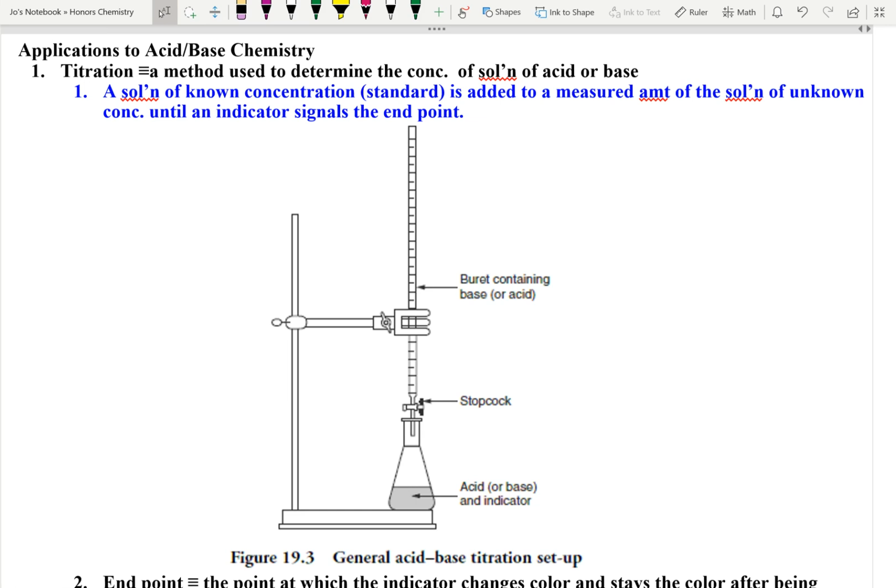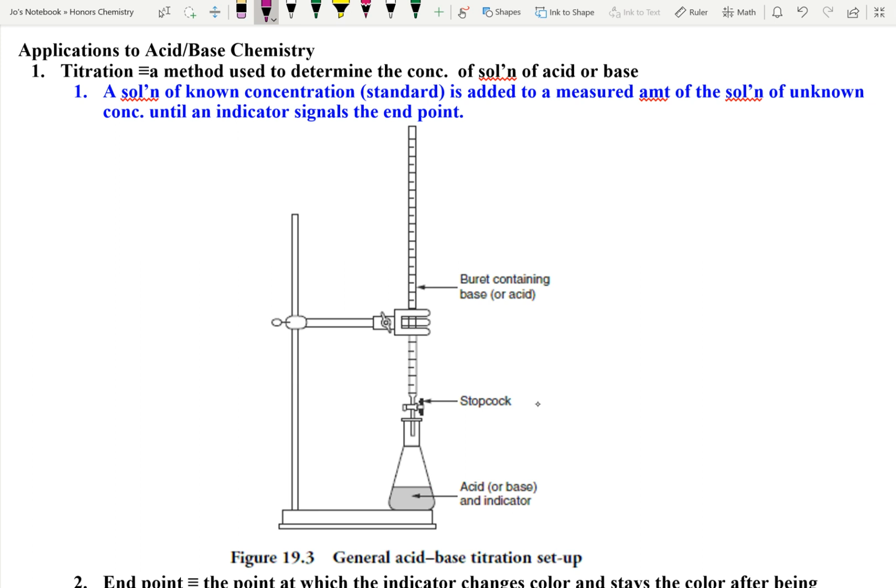Okay, so let's talk about applications of acid-base chemistry. So this is the titration section of this unit, and it's actually the lab part that we usually end the unit with. And this procedure you see is one of the things you would have been doing in class, and this is that really expensive piece of equipment.